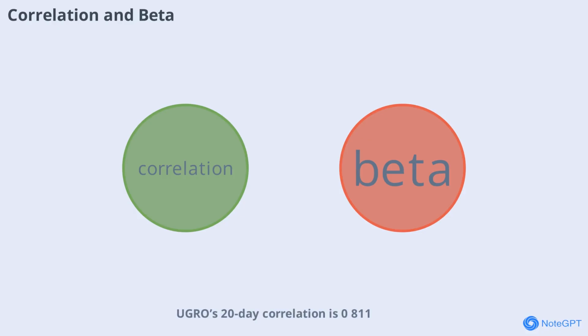UGRO's 20-day correlation is 0.811, showing a strong relationship with the broader market or a benchmark. The beta 14 is 0.073, indicating low volatility relative to the market. These metrics help investors understand how UGRO might move in relation to other stocks or indices, which is useful for portfolio diversification.